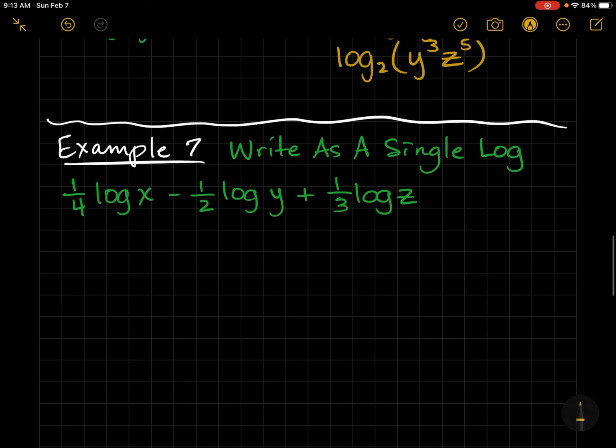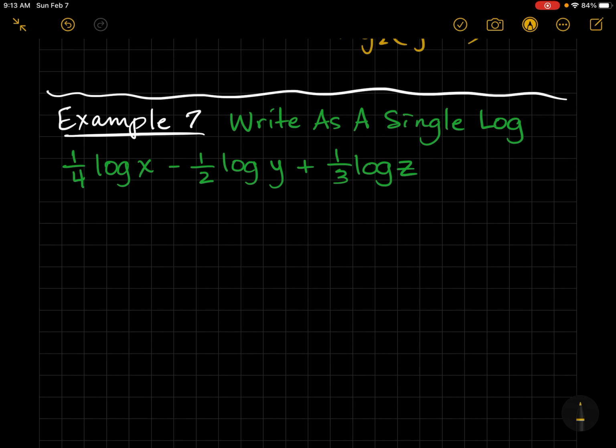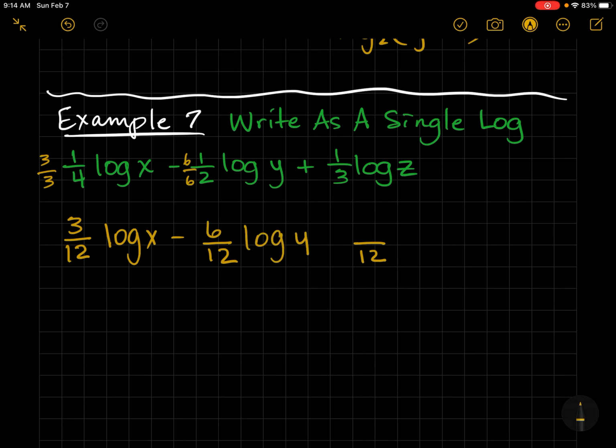Alrighty, example 7. I'm going to write as a single log. So when you have fractions, that's telling me that this is going to end up with a radical. So what I want to do is have a common denominator so that they all end up under the same radical. So the first thing I'm going to do is decide on a common denominator. And I think I'm going to make my denominator 12, because that'll work for all of them. So I need to do 3 over 3. I need 6 over 6. And no, I don't want to reduce. I'm getting the common denominator for a reason.